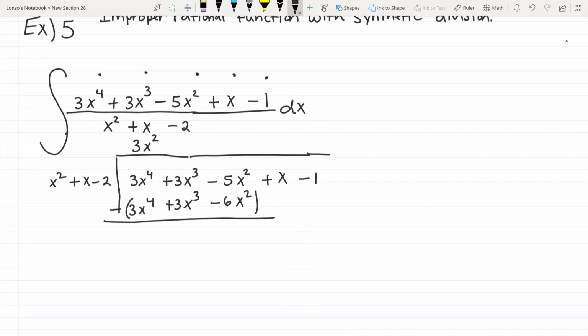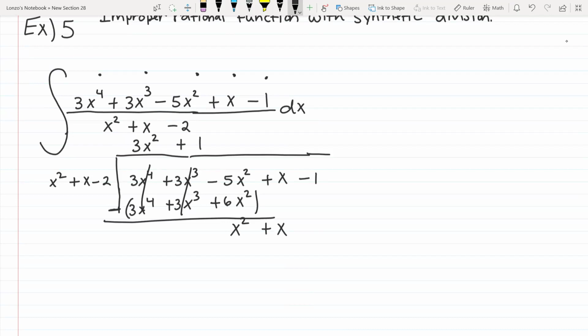FOIL out this minus. So if I FOIL out this minus, this negative 3x squared cancels. The same thing with this. This becomes a negative, so this cancels. The same thing with this. This becomes a positive. So 6x squared minus 5x squared is x squared plus x. So I'm going to get rid of this x squared by adding 1.